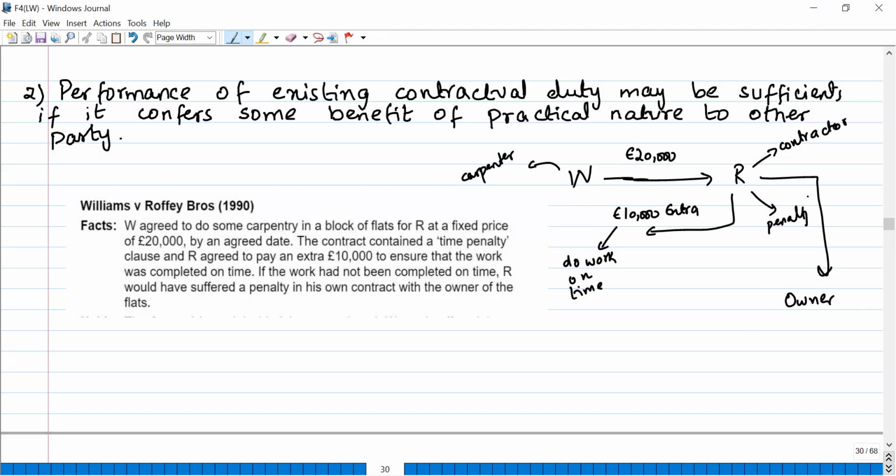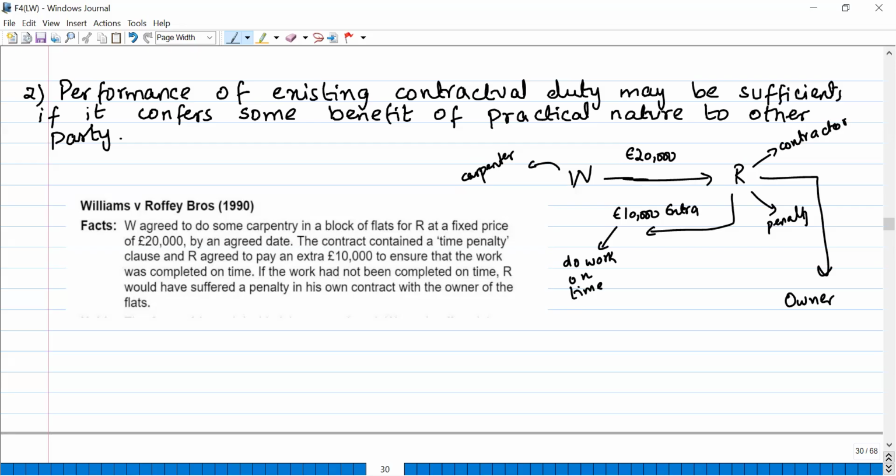Now what happened was that when the carpenter performed the work on time, R refused to pay him 10,000 pounds extra, giving the logic that the carpenter is doing his existing contractual duty. It is his duty to do the work on time. If it is his existing duty, then there is no sufficient consideration. And if there is no sufficient consideration, there is no valid promise regarding the 10,000 pounds extra payment. So I am not entitled to pay him. This is the logic that R presents in front of the judge.